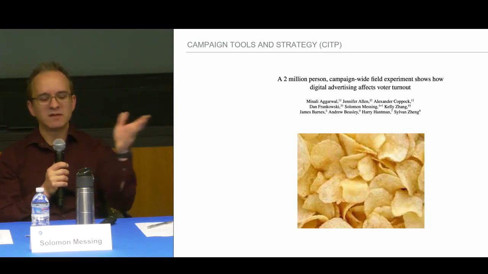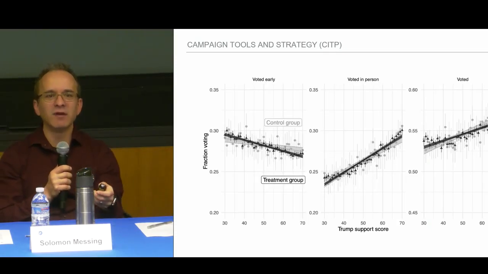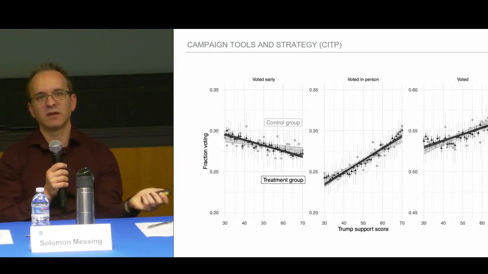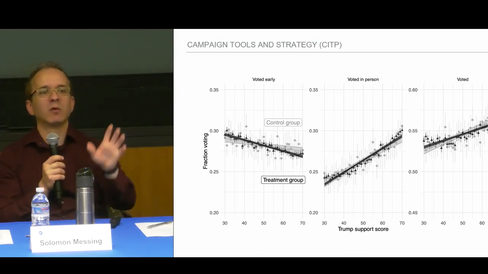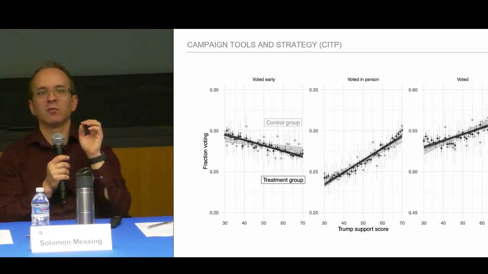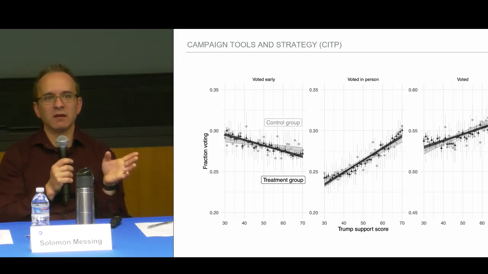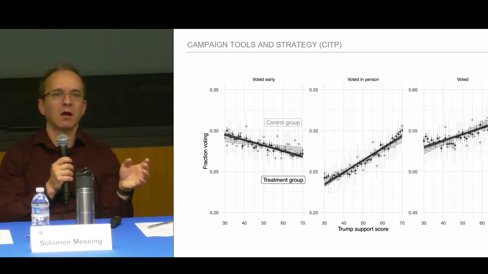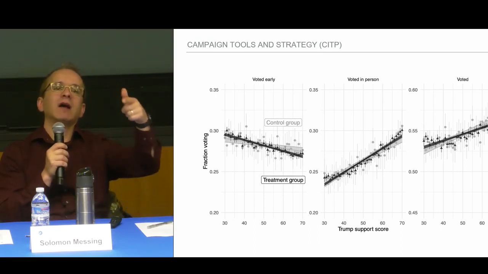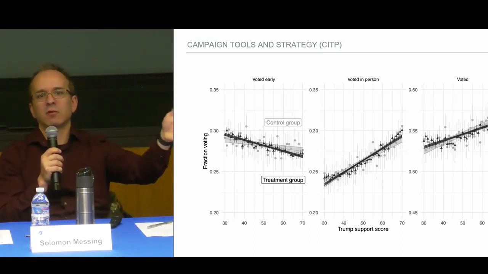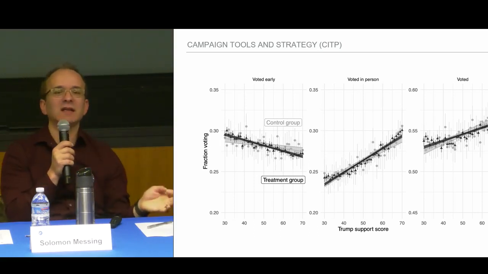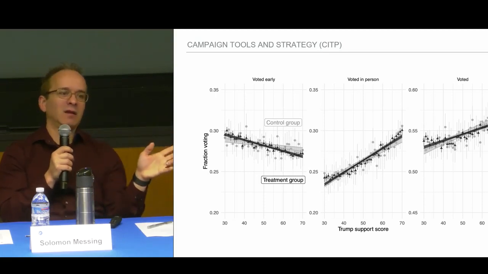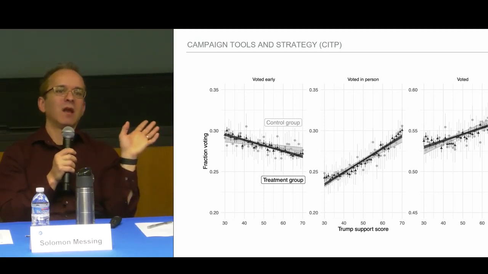And we still find very, very, very small effects. If you look at this figure on the right of the screen, you can see the average treatment effect across Trump support score. Remember, we're expecting to see differential turnout here. So we're expecting to see the treatment group have higher turnout rates among people who didn't support Trump, right? And vice versa. And that's actually what we see, but the effect is just tiny. It's just tiny for this giant campaign. This is not one or two ads, this is the whole campaign.